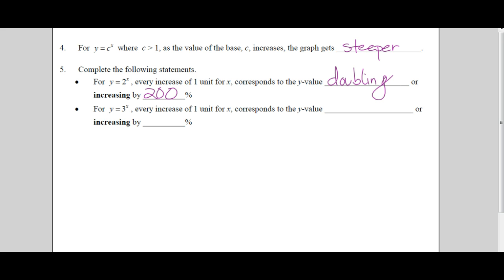For 3 to the x, every unit of 1 corresponds to the y value. 2 to the x doubles, 3 to the x triples. So it's tripling, or increasing by 300%.